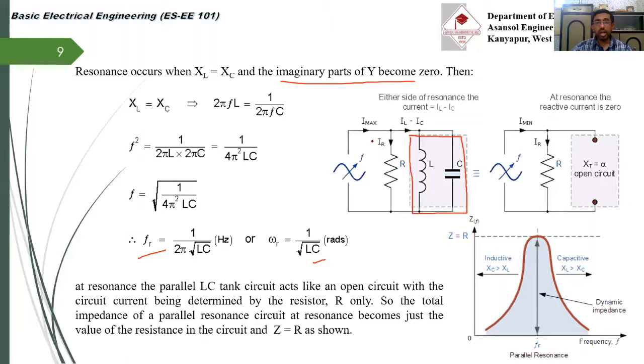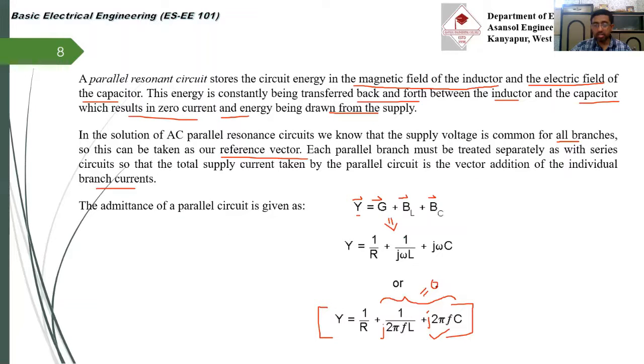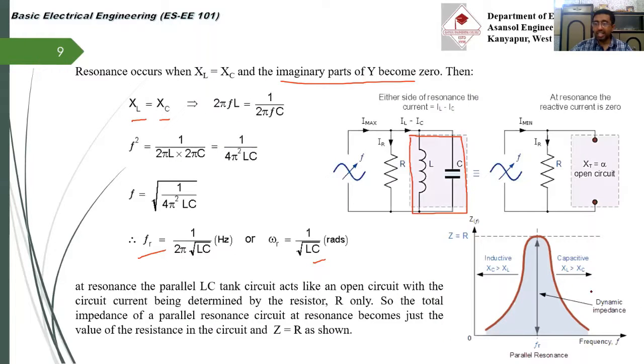Correct? Now, what will happen if resonance occurs in this parallel circuit? Here, when XL cancels out the XC, you can see that this term will be 0, and so Y at the time of resonance will be equal to 1 by R. That means in the total circuit only resistance will be present. So the other branch will be an open circuit. Correct?